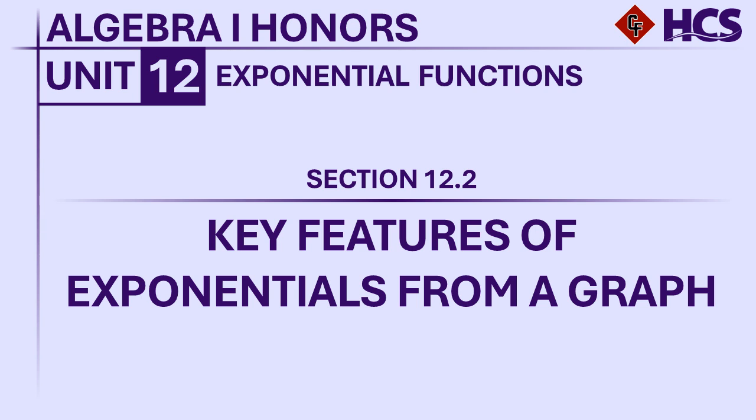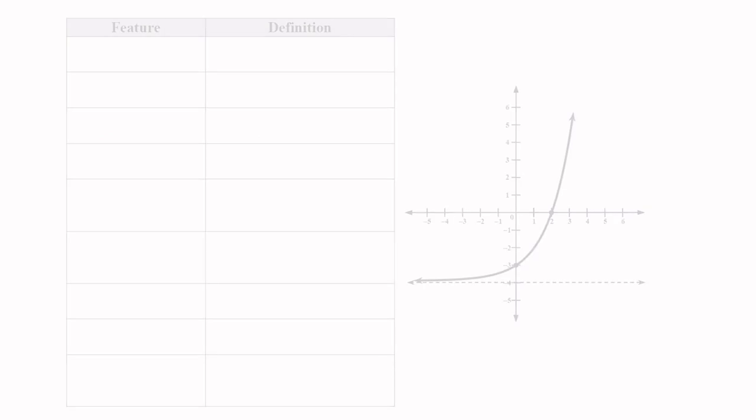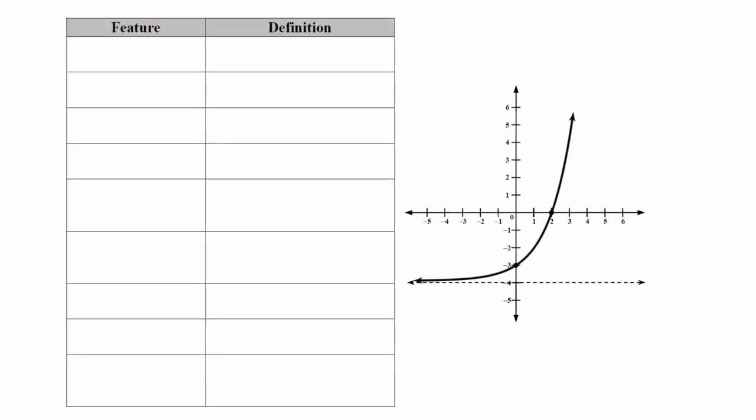Welcome to the Unit 12, Section 2 video on key features of exponentials from a graph. Recall that an exponential function is a function of the form f of x equals ab to the x, where a cannot be 0, b cannot be 1, and b is greater than 0. Just as we could identify certain key features of linear and quadratic functions, we can also identify similar key features for exponential functions. So let's talk about those key features.